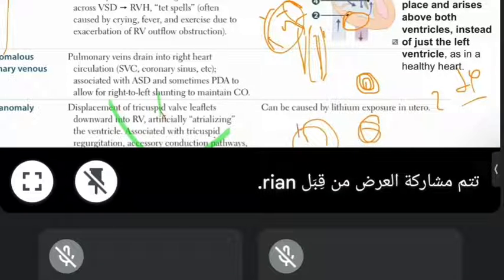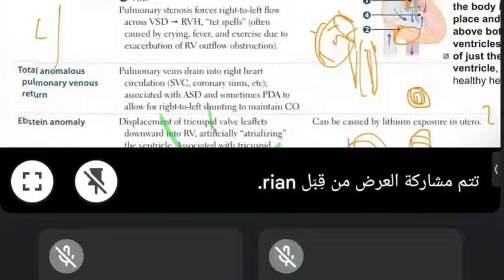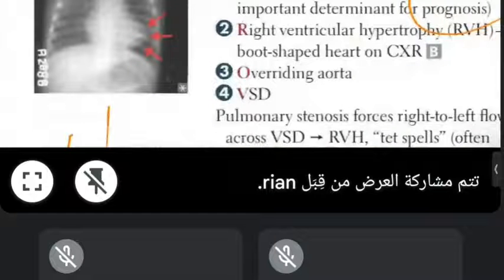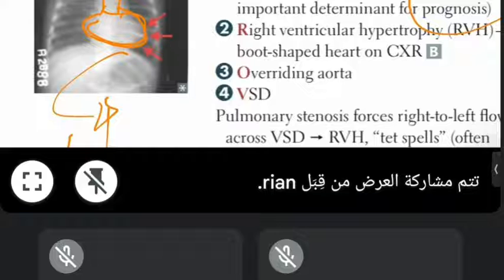So you will have right ventricular hypertrophy, you'll have pulmonary stenosis, and this right ventricular hypertrophy will cause a boot-shaped appearance, like a boot. Imagine this is the leg and this is the boot. So if you see a boot-shaped appearance on the chest X-ray, you can diagnose tetralogy of Fallot.